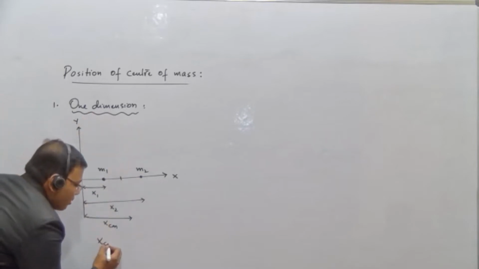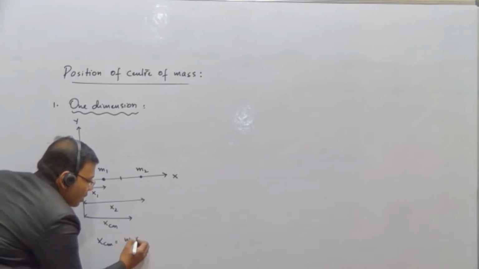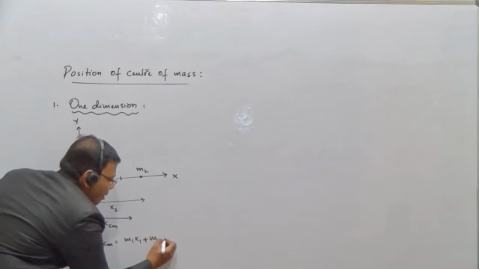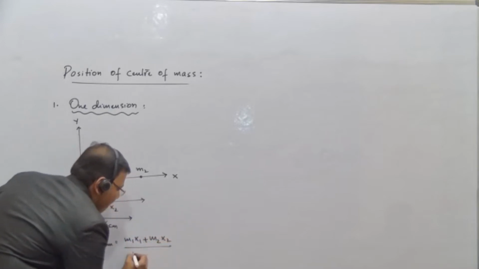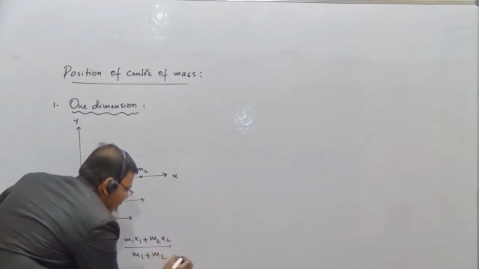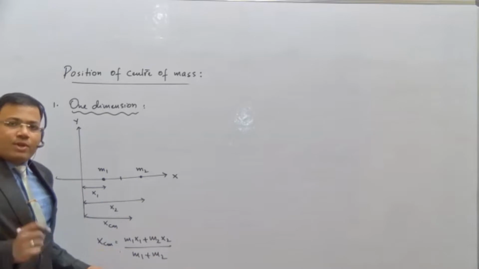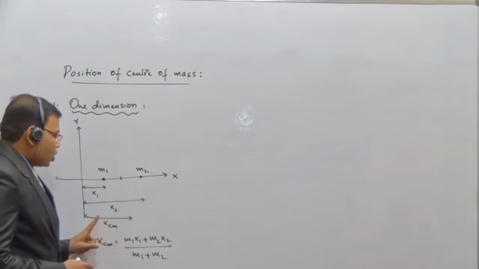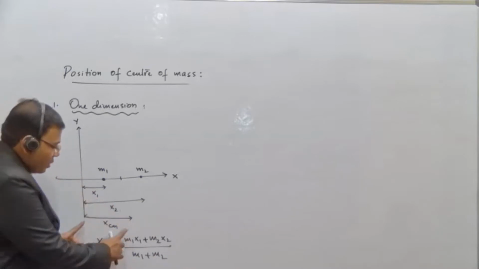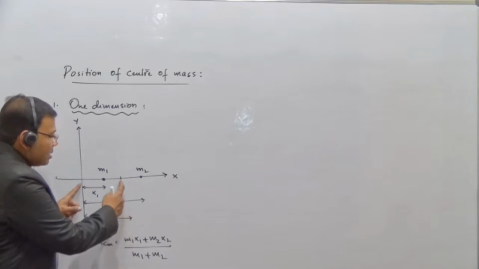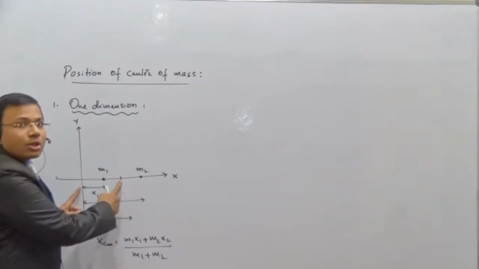xcm is equal to (m1 x1 plus m2 x2) divided by (m1 plus m2). So this is the formula or the concept by which we can calculate the position of the center of mass in 1D. So this is xcm, and this is the distance I am getting from the origin.